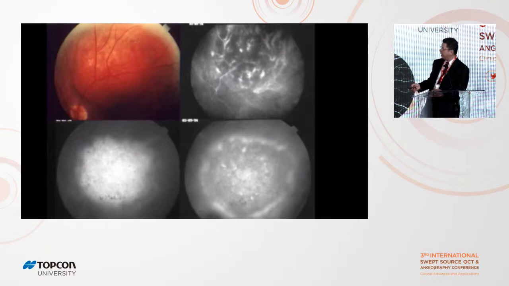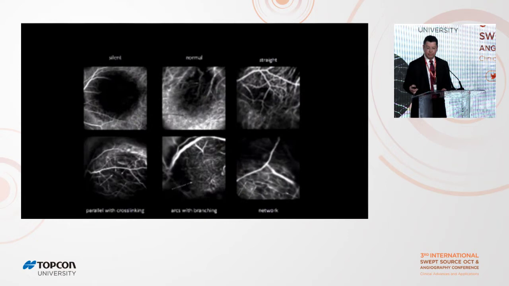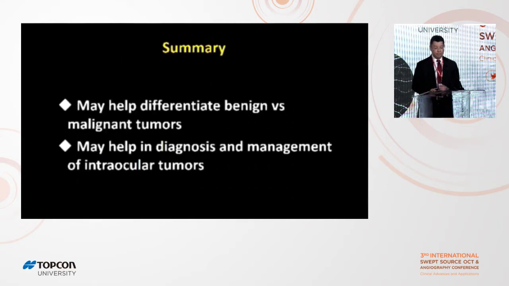hypercyanescence and washout of dye in the late phases of the ICG angiogram, and also the different patterns of vascularity of melanoma can probably predict outcomes in different studies. This is from Arthur Mueller, who correlated these lesions that have been seen histopathologically to be correlated with growth and metastasis by Folberg. So OCT may help differentiate benign versus malignant tumors and may help in diagnosis and management of intraocular tumors.